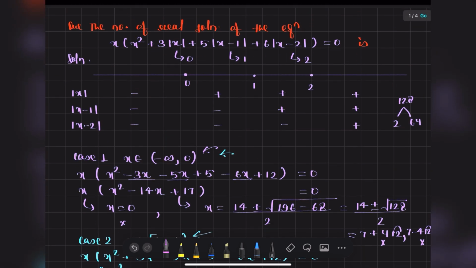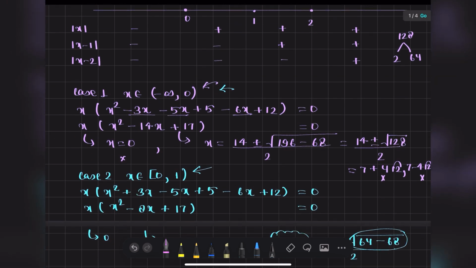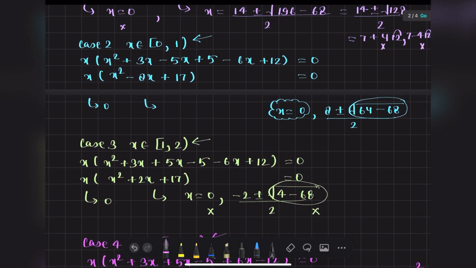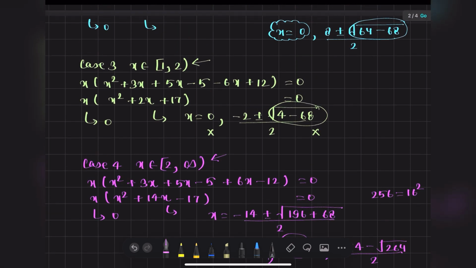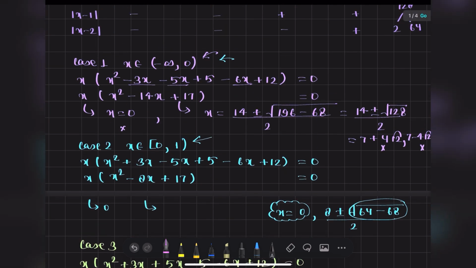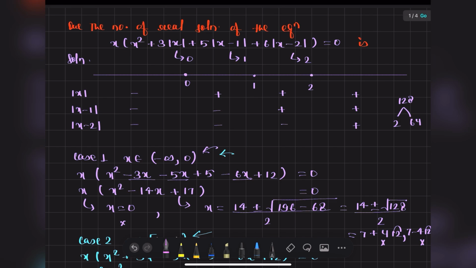So the number of real solutions: in case 1, 0; case 2, 1; case 3, 0; case 4, 0. So the required number of zeros is 1. I hope this question got clear.